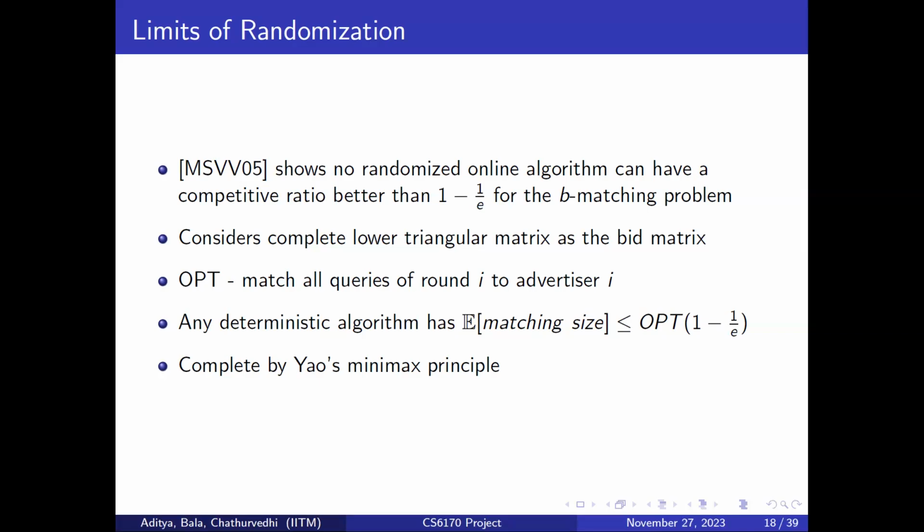So for round i, we have B identical queries, and the query structure is as follows. In round i, bidders 1 to i minus 1 send a bid of 0, while bidders i to n send a bid of 1. And OPT is basically matching all queries of round i to advertiser i, having a total revenue of n times B. However, deterministic algorithms have an expected matching size of OPT times 1 minus 1 by e. With Yao's minimax principle, we get the limit for randomization.